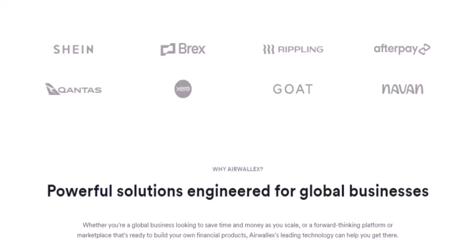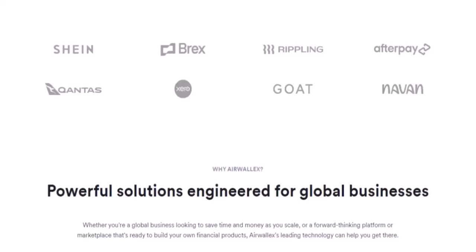How does it work? Sign up, create a global account with Airwallex. Fund your account, deposit funds in your preferred currency. Manage your finances, use the platform to send, receive, and convert funds. Integrate with your business, connect the global account to your accounting software or e-commerce platform.